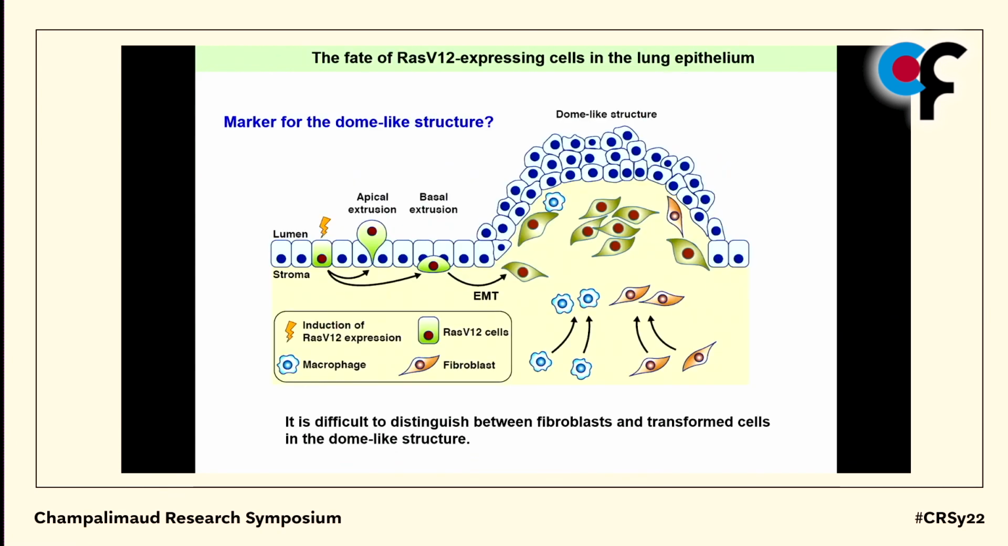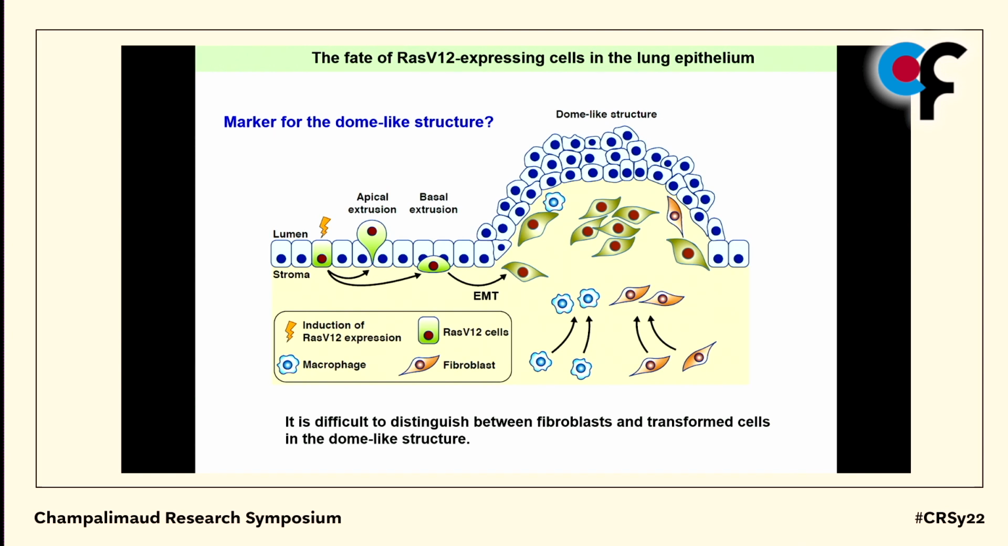Okay, so this is a short summary. In lung epithelia, when a RasV12 mutation occurs, most of the RasV12 cells were apically eliminated and disappeared from the tissues. But some of the remaining RasV12 cells are sometimes basally excluded, leading to dome-like structure formation and the acquisition of this EMT phenotype.